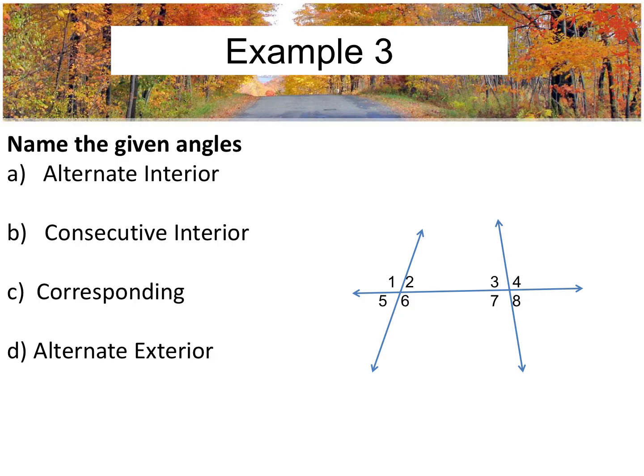All right, last slide, example 3, we're going to name the angles. It is drawn differently than what we were looking at at the top. Remember, we still have interior and we still have exterior, still the same. So A, can someone give me one pair of alternate interior angles? 2 and 7 is one. And what's another pair? 6 and 3.